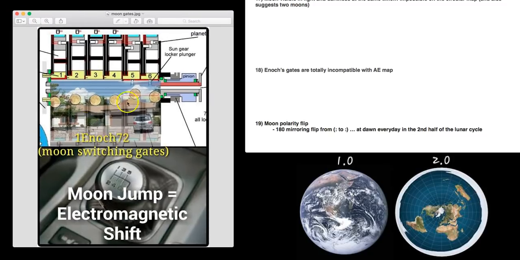But again, the point is that this, which you can observe for yourself by watching the moon rise on the horizon, as close to the horizon as possible or over a landmark. You watch it every day, and you'll see that the schedule matches perfectly with what Enoch says, and it disproves the idea that Enoch's gates could work on the circle map.